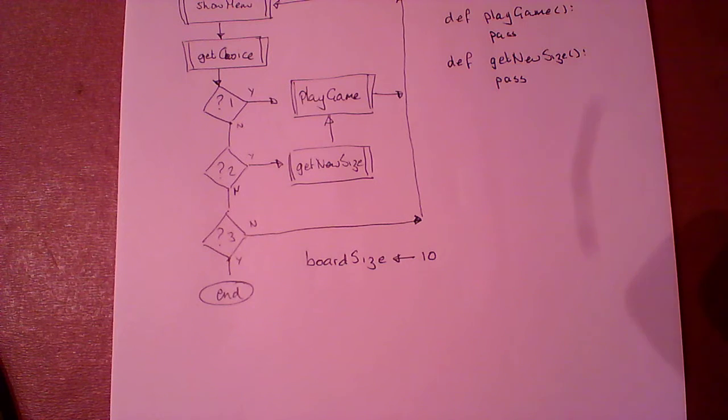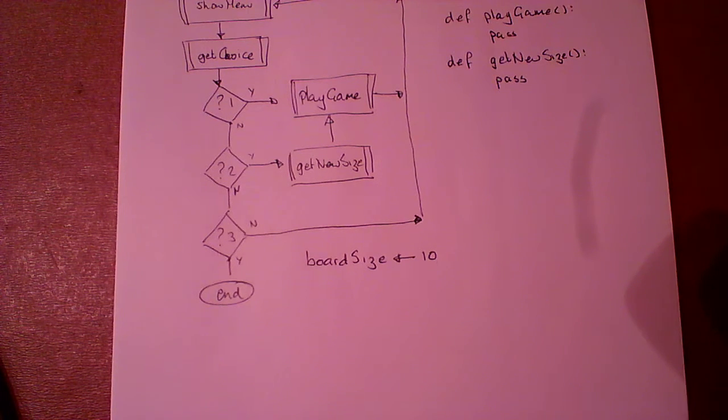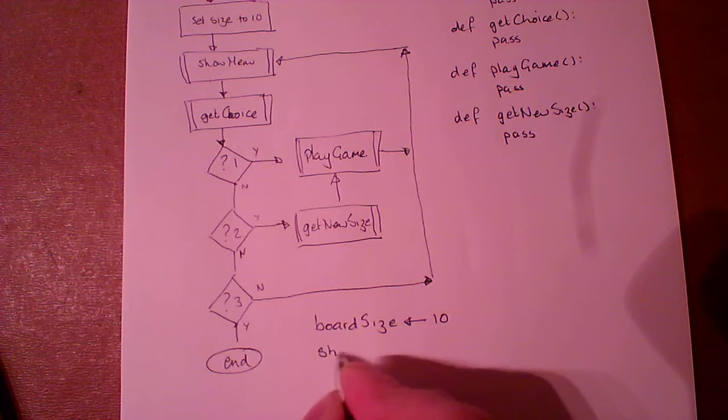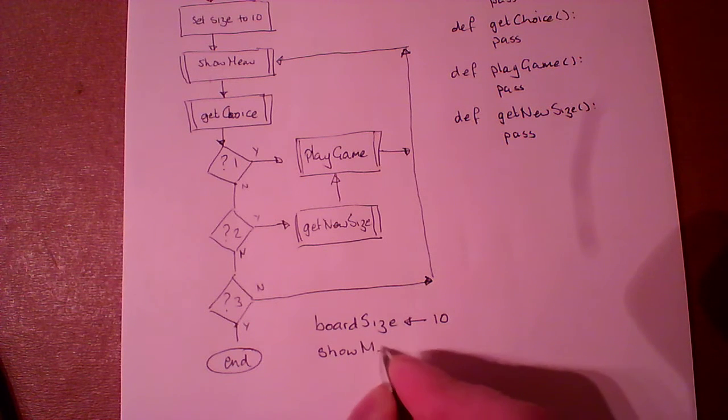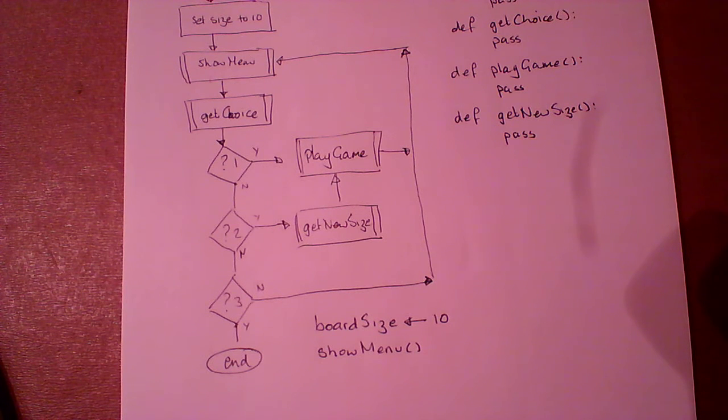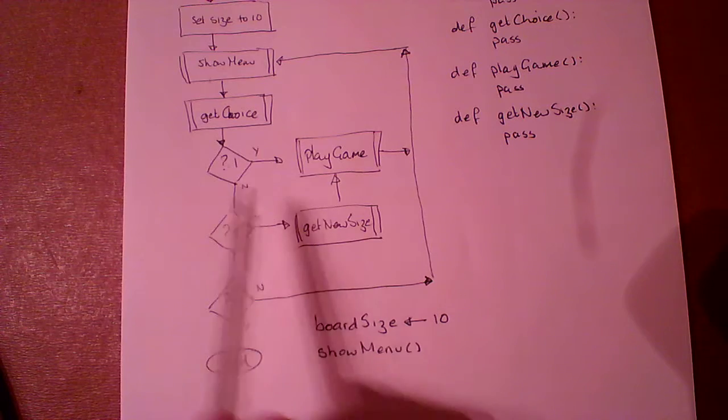Now remember, this is pseudocode, not Python. It could be for any other language. It's just telling me what's happening. After that, after I set the board size, what I did was show the menu. Okay, so that's my next line of code. Show menu. Okay, and I'm going to put the parenthesis at the end to say that it's a function or a procedure. The next line of code that we dealt with is get the user's choice.